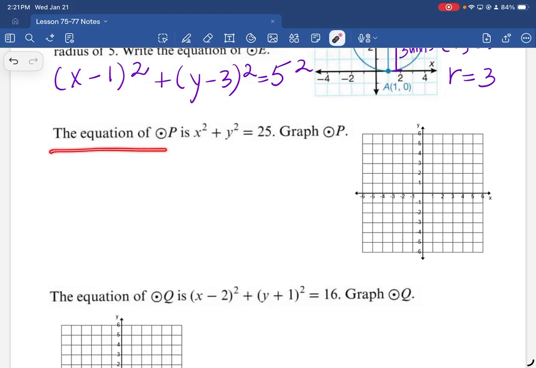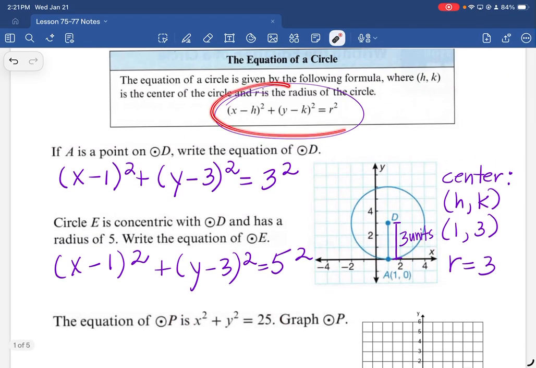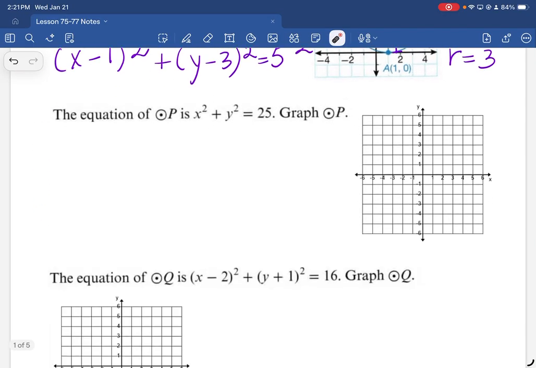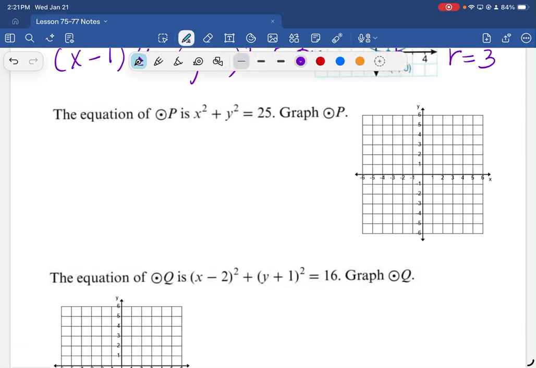It says the equation of circle P is x squared plus y squared equals 25. Graph circle P. All right, the reason why this looks different than this is because it's at the origin. The center is at the origin, which is 0, 0. So technically it's something like this. (x minus 0) squared plus (y minus 0) squared equals 5 squared.